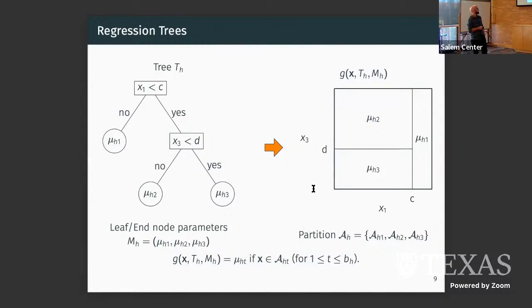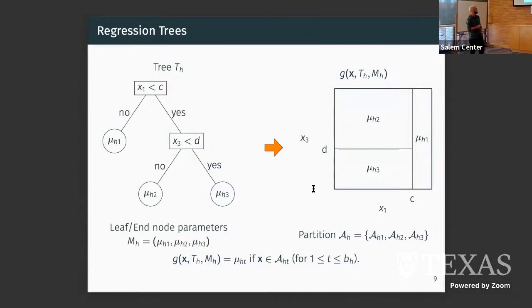I would take a look at x1. If x1 is less than c, I'm going to go to the right. If x1 is less than d, I'm going to keep going to the right, and then we're going to end up predicting mu3. So we just follow our way down the tree based on those interior binary decision rules.